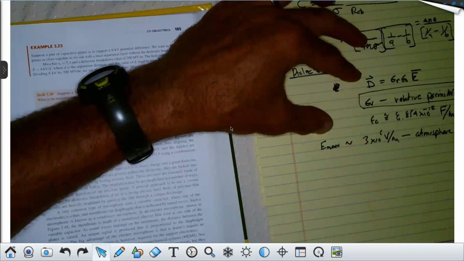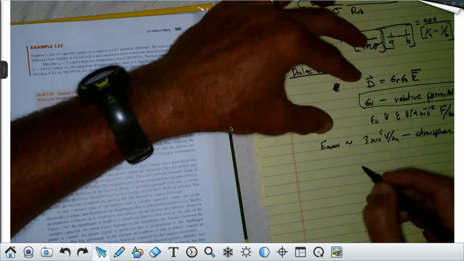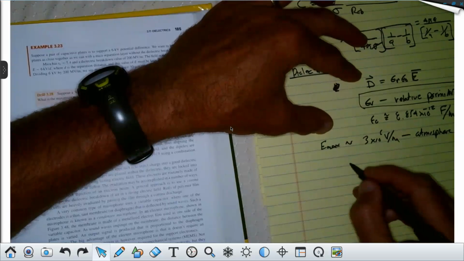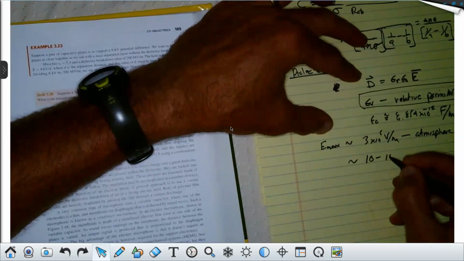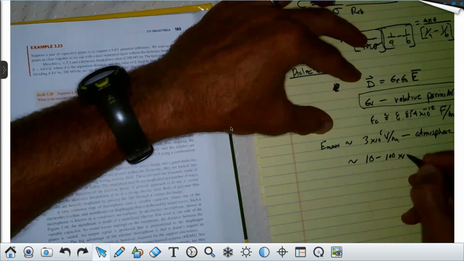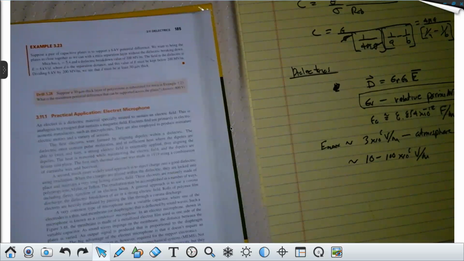At sea level. When you talk about good insulators, E max is somewhere between about 10 and 100 times 10 to the 6 volts per meter. That's many, many more times than that. It depends on the material, but the maximum breakdown strength is really the thing in a dielectric you look for more than just about any other.